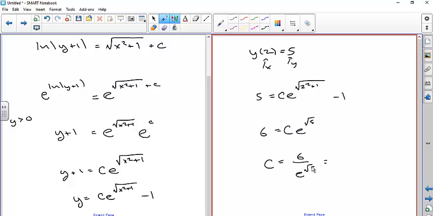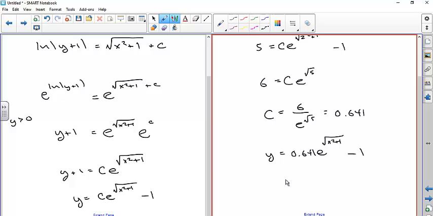6 divided by e to the square root of 5. So I get c is equal to 0.641. And therefore my final solution is y is equal to 0.641 e to the square root of x squared plus 1, minus 1.